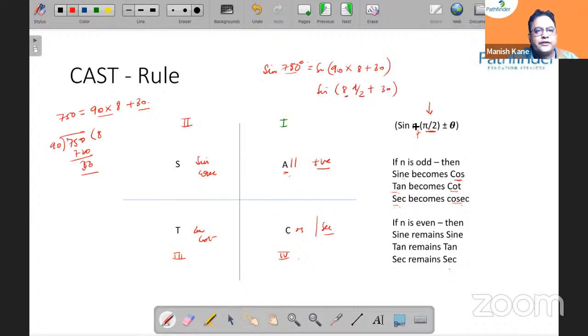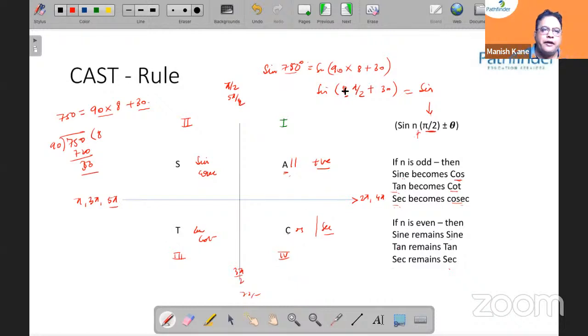I told you if n is even, here n is equal to 8, then sine remains sine. That is the first thing you keep in mind. The next thing you need to keep in mind is which quadrant you are working in. Now remember, on this axis you will get 2 pi, 4 pi, 6 pi, and so on. Over here, you will get pi, 3 pi, 5 pi, and so on. Here, you are going to get pi by 2, 5 pi by 2, 9 pi by 2, and so on. Here, you are going to get 3 pi by 2, 7 pi by 2, and so on.